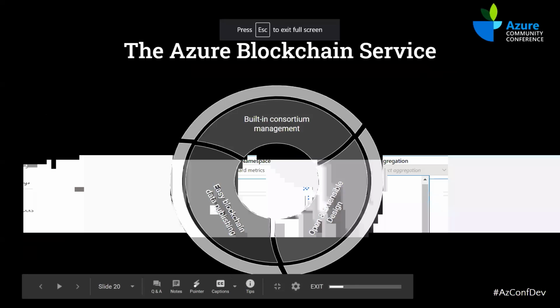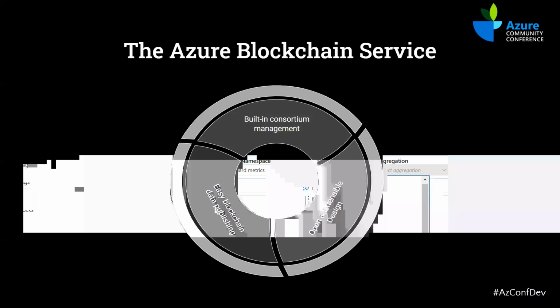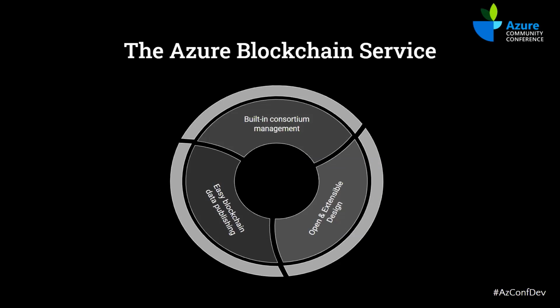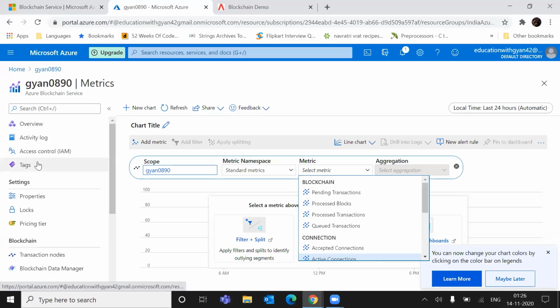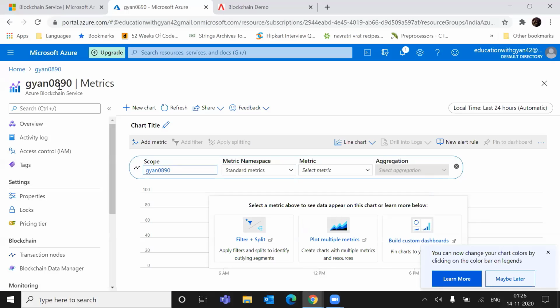So quickly talking about the different aspects of the Azure blockchain service, right? One of the most important is the built-in consortium management. Like I said, consortium management is extremely difficult and challenging work. But because there is built-in consortium management, if you noticed in my previous demo slide, my service is already deployed in a consortium that I created, right? And I chose the default consortium to be Quorum over here.